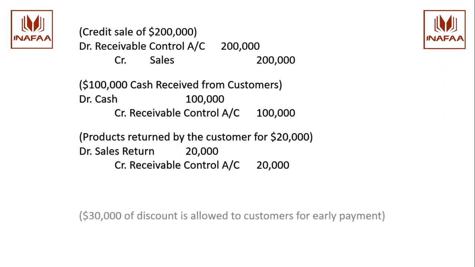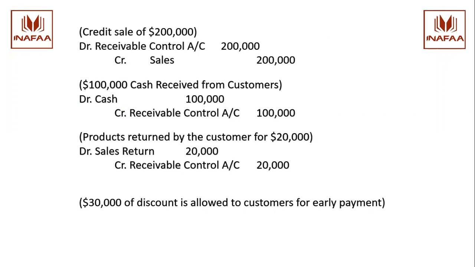Next transaction is $30,000 of discount allowed to customers for early payment. This is another way our receivables might decrease if we allow them discount.